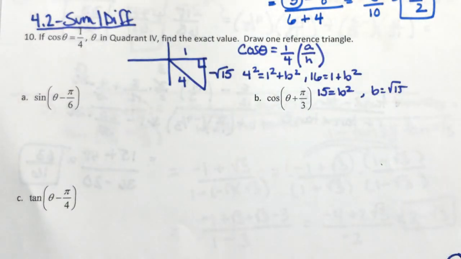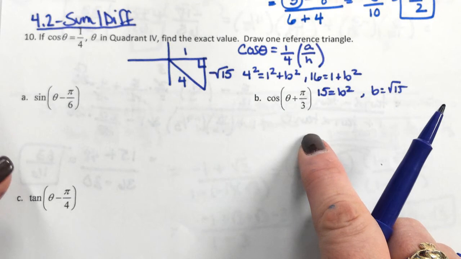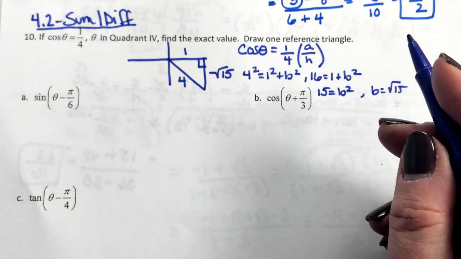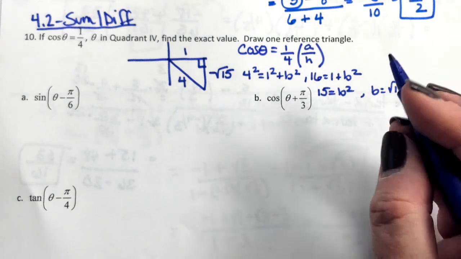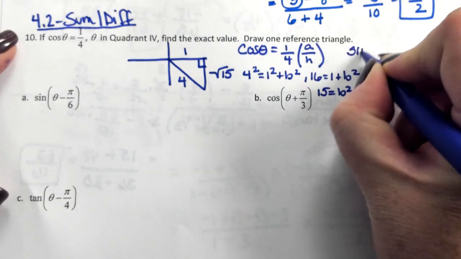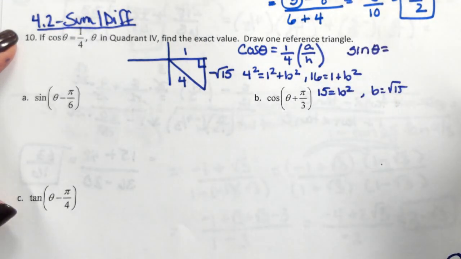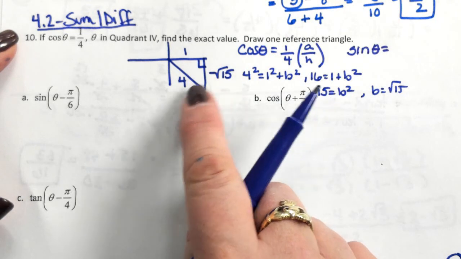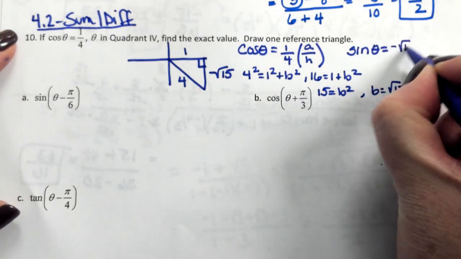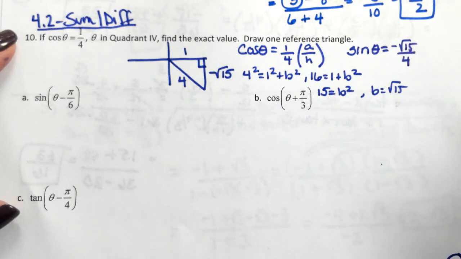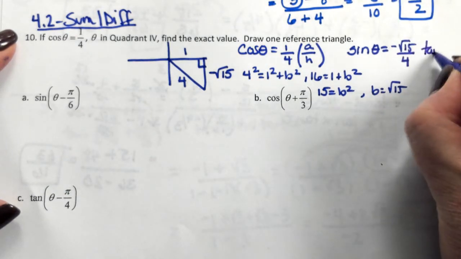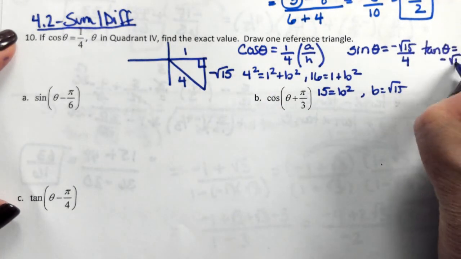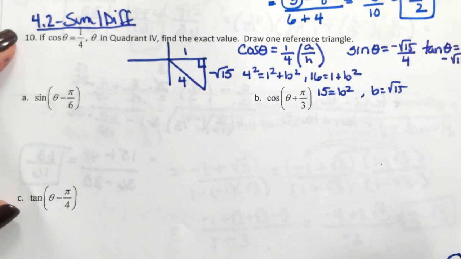So now, looking at the problems, I've got a 3-part question here. So what I'm going to do is, from the triangle, like I did with the other ones, go ahead and set up the other two trig ratios. They gave me cosine of theta. Let me look at my triangle and find the sine of theta. So looking at your reference triangle, what is the sine of theta? That's going to be the opposite over hypotenuse, which is negative square root 15 over 4. Tangent of theta is the opposite over adjacent, so negative square root 15 over 1, or just negative square root 15.